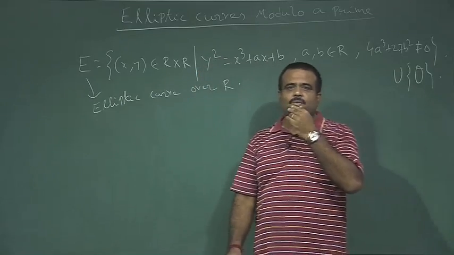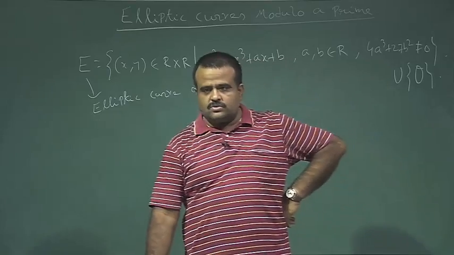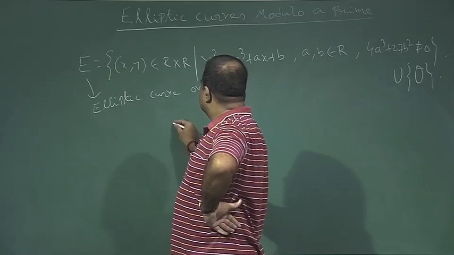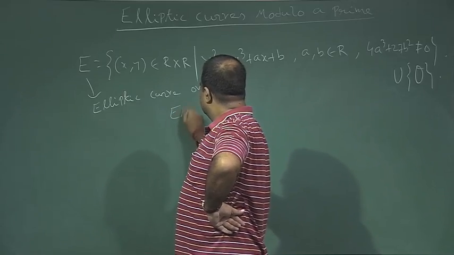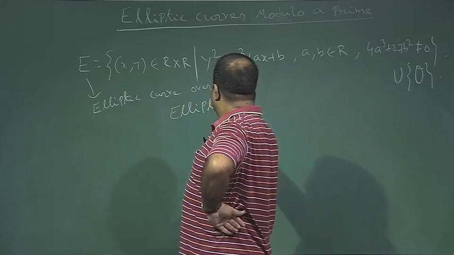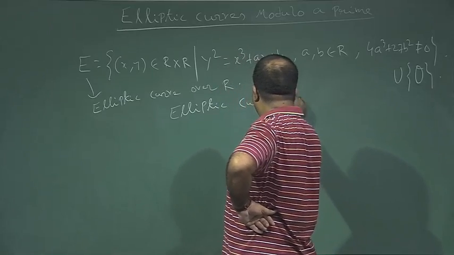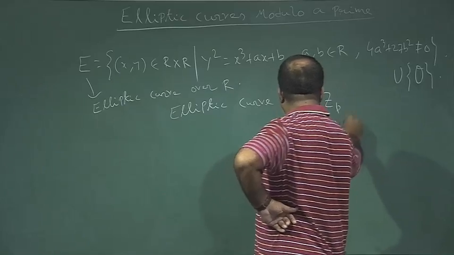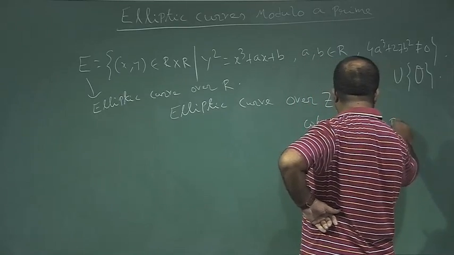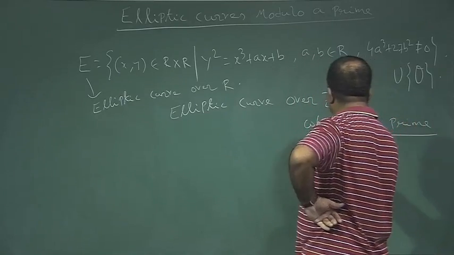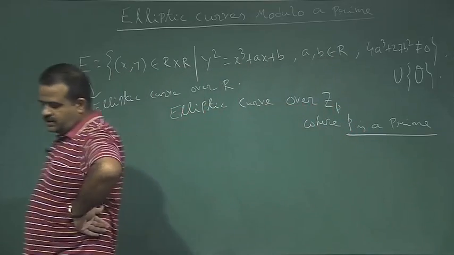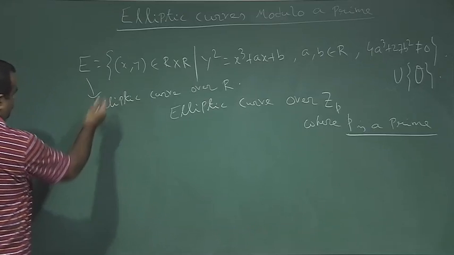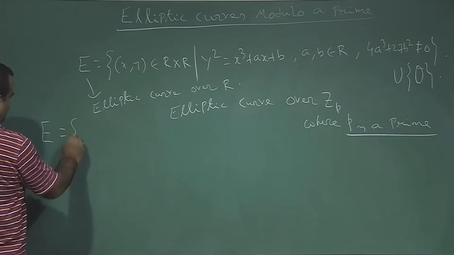Okay. So now we talk about elliptic curve points over Z_p. Instead of R, we want to discuss this over Z_p, where p is a prime number. So this we want to discuss now. Elliptic curve over Z_p, similar to this, we can define like this.